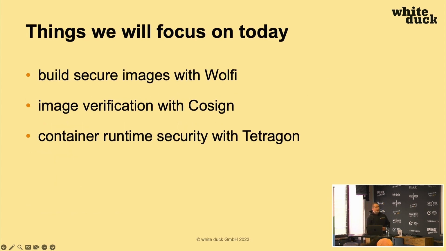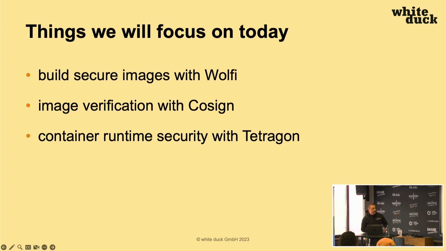So first one is we will have a look at Wolfi. Wolfi is an open source project from Chainguard and helps us to build secure container images. Second one will be Cosign. So we will use Cosign to validate images and containers we're running in our Kubernetes cluster. So think about, we would like to make sure that the Ingress Nginx controller we're running is really the Ingress Nginx controller and not something else which, I don't know, mines some bitcoins or something.